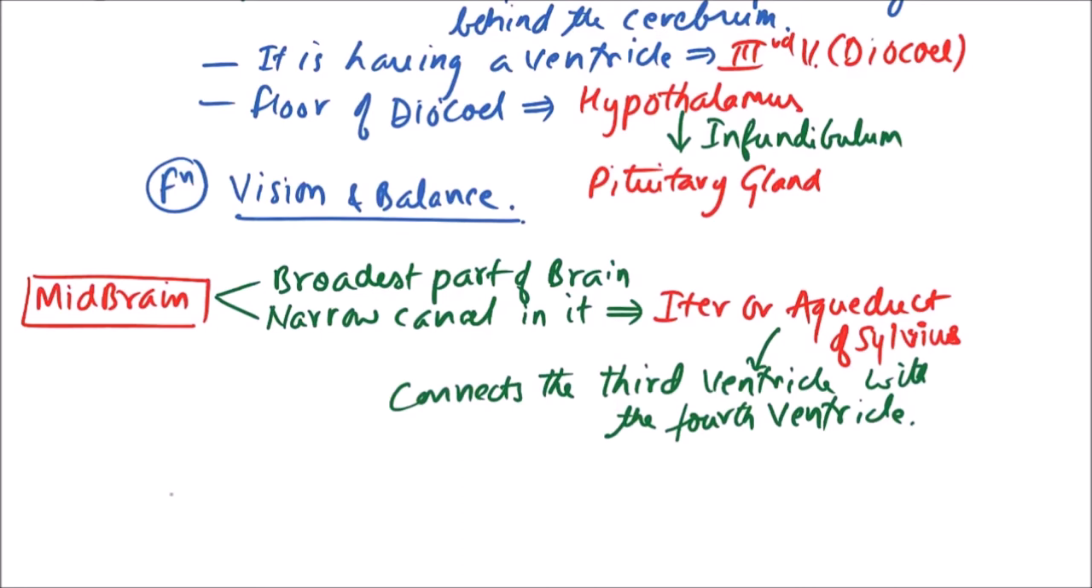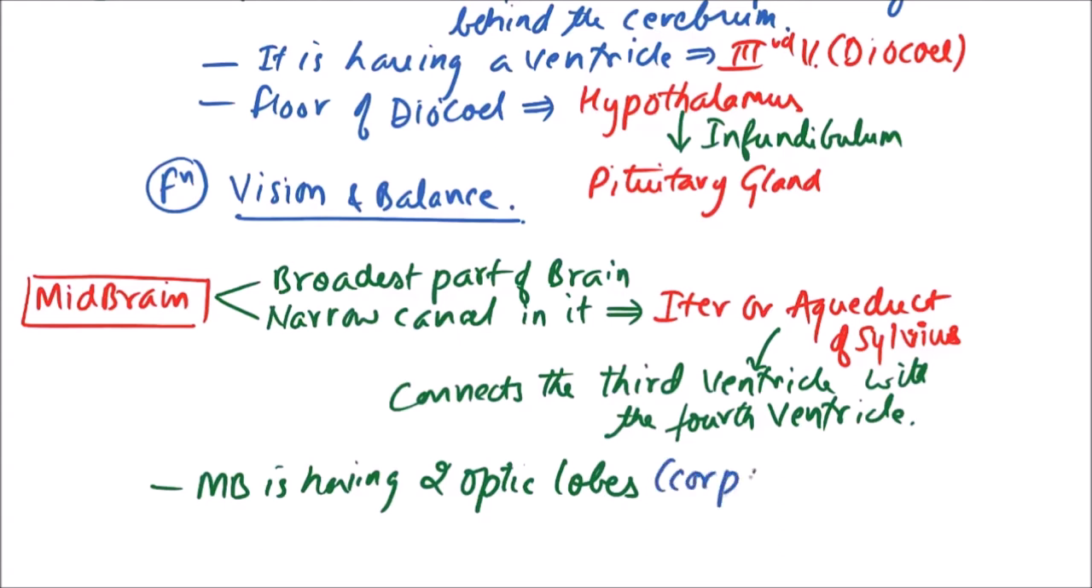Now midbrain has two optic lobes, and that's why the frog is also known as corpora bigemina. So it has two optic lobes with a cavity in them, each known as optocele.